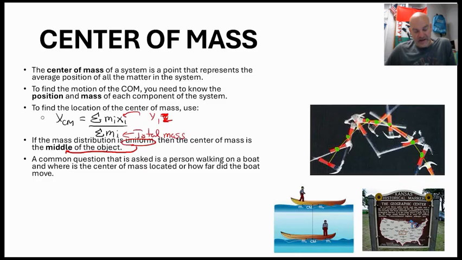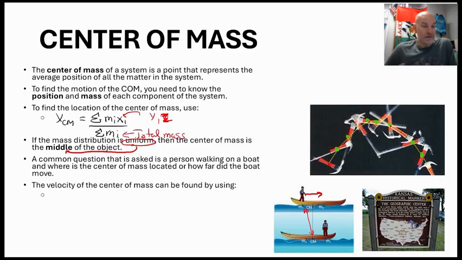Now, a common question they like to ask is when you have a person walking on a boat, where is the center of mass going to be located? As you can see here, the person is going to walk in this direction. But something to note is the location of the center of mass does not change. The person and the boat are going to change position, but the physical location of the center of mass will not change.